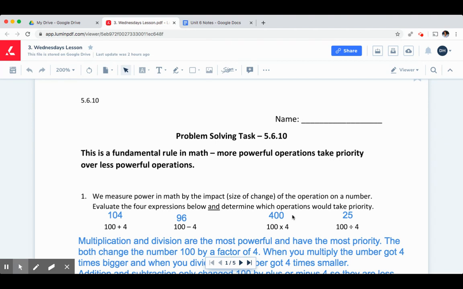I noticed that when we multiplied by 4, our number got 4 times larger, and that when we divided by 4, our number got 4 times smaller. So, which operations do you think are more powerful? The operations addition and subtraction that changed our number by 4 units, or the operations multiplication and division that made our number 4 times bigger and 4 times smaller?